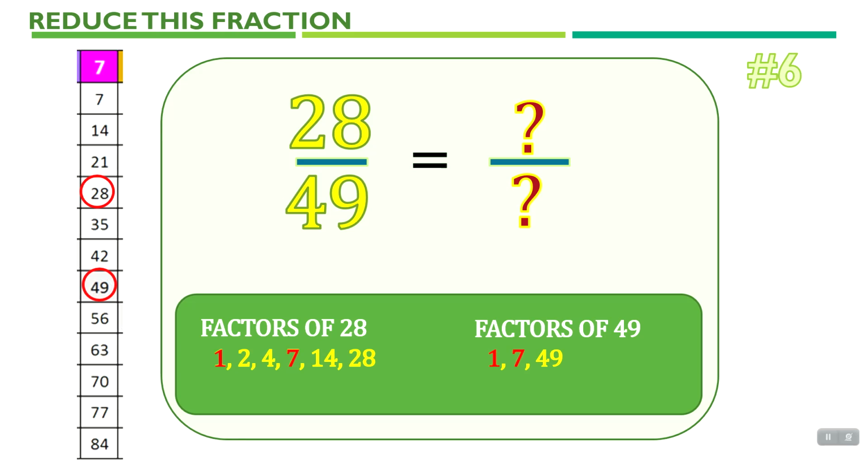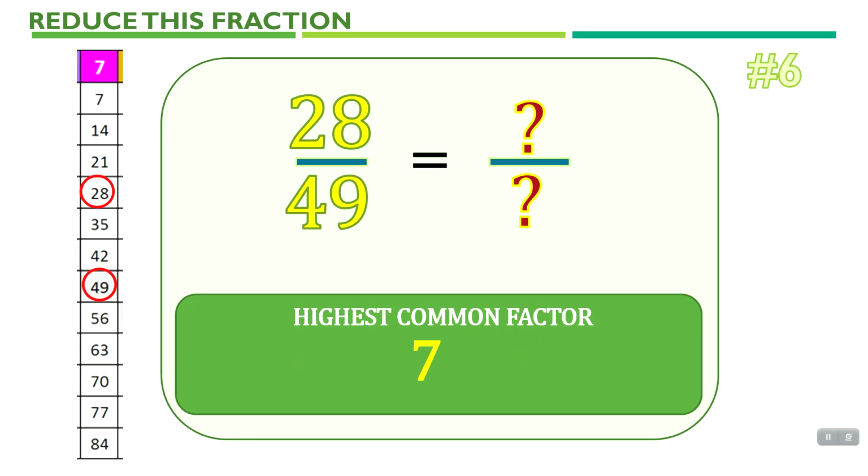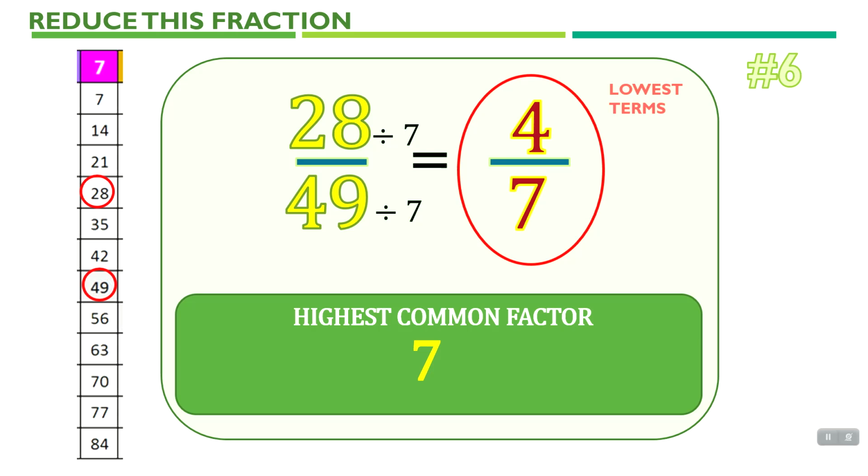If we list the common factors, we can see 1 and 7 are common, but the highest number in red is 7. And so when we divide 28 by 7, we get 4, and 49 divided by 7 gives us 7. 28 over 49, larger numbers, has been reduced to the fraction 4 over 7. This is now in lowest terms. And now you've solved the mystery of how to reduce fractions to lowest terms.